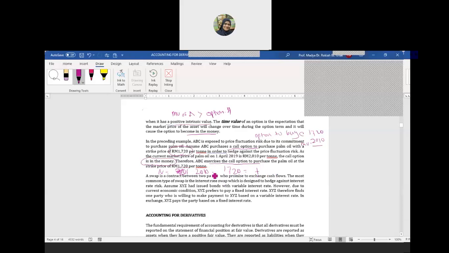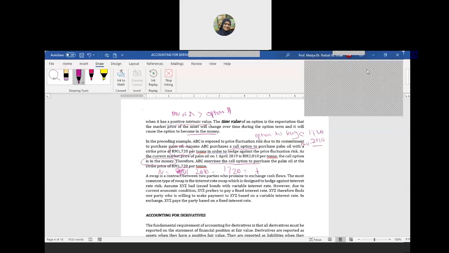Okay. And then the other one, you have a swap. A swap here is a contract between two parties to exchange cash flows. So it's normally related to the interest rate swap. I'm not going to focus on the swap. We just focus on the forward, the future, and then the other one is the options.